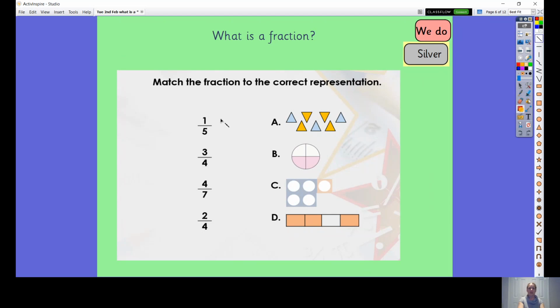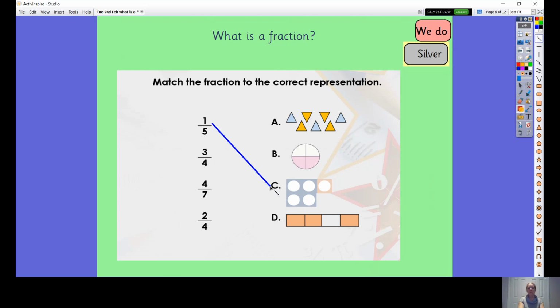Okay, so when we're doing it together, I'm going to look first of all at my denominator. So my denominator here is 5. So I'm looking for somewhere where there's 5. I can see there's more than 5 there. I can see there's only 4 there. I can see there's 5 here though, and one of them is indeed coloured in. So I'm going to join 1/5 with C.